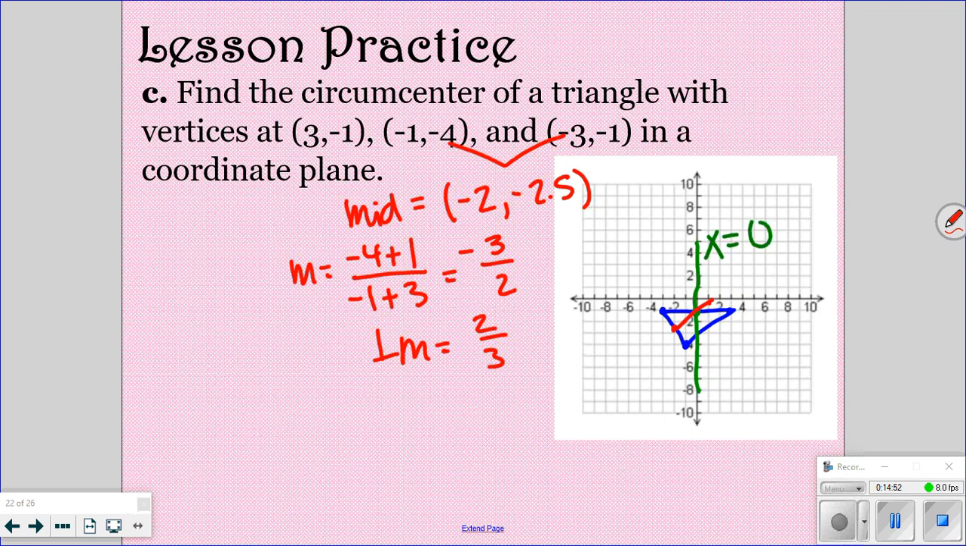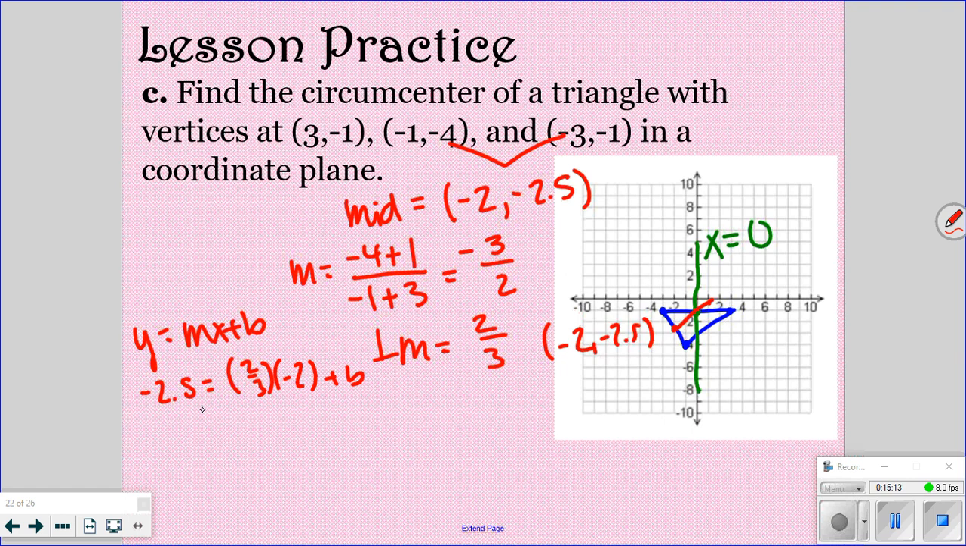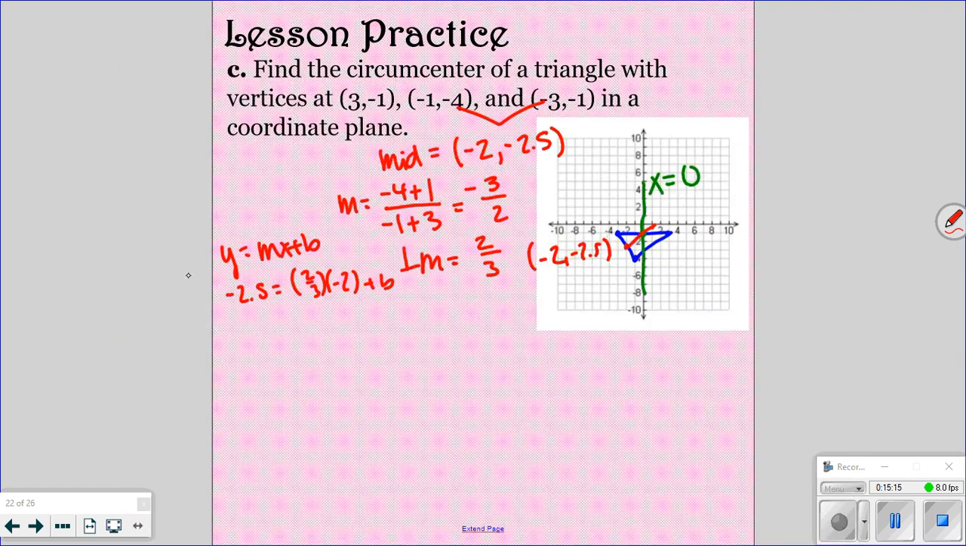Now for the red line, we know that its slope is 2/3, and then it goes through the point -2, -2.5. So if we use y equals mx plus b, that'll give us the equation of that red line. So -2.5 equals 2/3 times -2 plus b. So I'm going to change this into a fraction: -5/2 equals -4/3 plus b. So when I add the 4/3 to the other side, I can make a common denominator of 6.